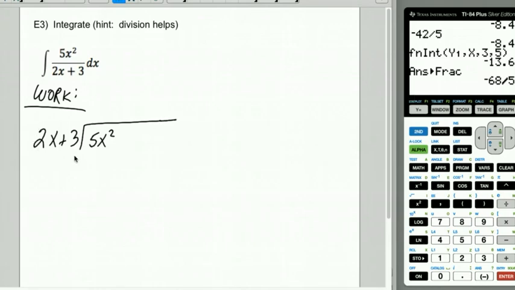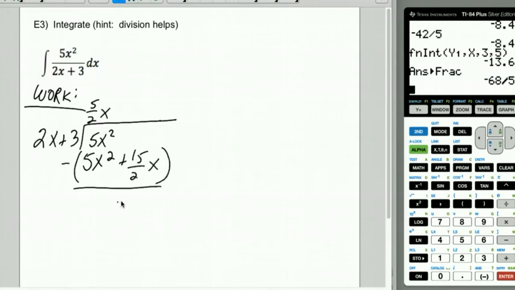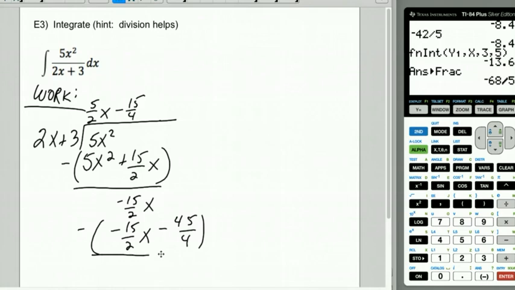So in order to make a 2x look like a 5x squared, I need to multiply by 5 halves x. And if I distribute that, I'm going to get a 5x squared plus a 15 halves x, and I'm going to subtract straight down. So I'm going to get negative 15 halves x, right? In order to make a 2x look like a negative 15 halves x, I'm going to need to multiply by a negative 15 fourths. So I'm going to get negative 15 halves x minus 45 over 4, and then I'm going to subtract straight down, and what's going to happen is I'm going to end up with a remainder of a positive 45 over 4.